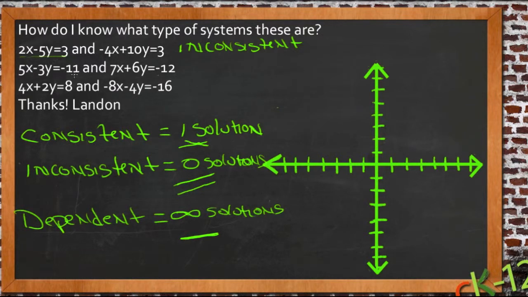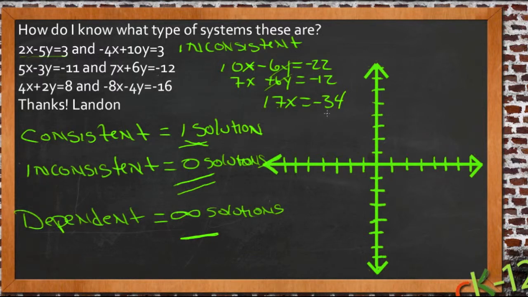Now let's take a look at the next one. 5x minus 3y equals 11 and 7x plus 6y equals 12. This one we do the same thing to start with. Let's multiply this whole side by 2 and we'll get 10x minus 6y equals 22. And we have 7x plus 6y equals 12. We add straight down and we get 17x, and our y's go away, and we get 34. So we divide everything by 17. X equals 2.